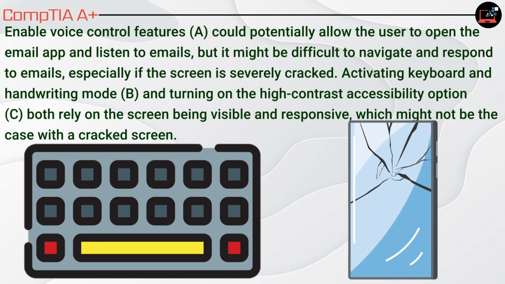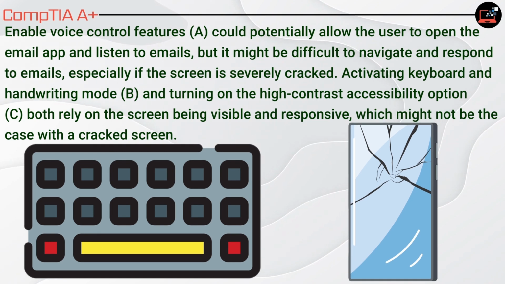Enable voice control features, A, could potentially allow the user to open the email app and listen to emails, but it might be difficult to navigate and respond to emails, especially if the screen is severely cracked. Activating keyboard and handwriting mode, B, and turning on the high contrast accessibility option, C, both rely on the screen being visible and responsive, which might not be the case with a cracked screen.